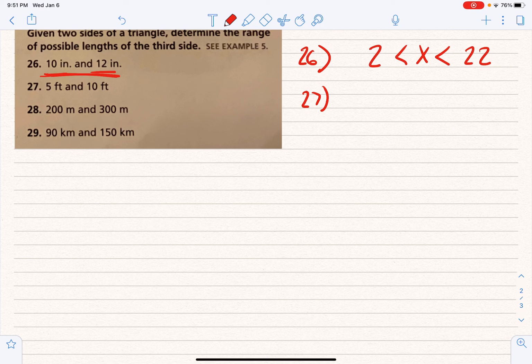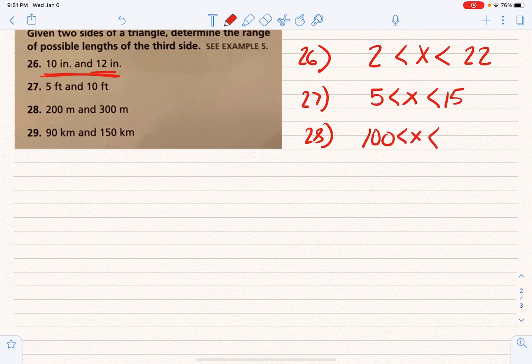For number 27, we subtract those, and we would say the third side has to be bigger than 5, and it has to be smaller than 15. For number 28, we have to subtract 300 minus 200, which gives us 100. It has to be bigger than 100 and smaller than, we add them up, we get 500. And lastly, on number 29, we get 150 minus 90, and we'd say the third side has to be bigger than 60, but it has to be smaller than 240.